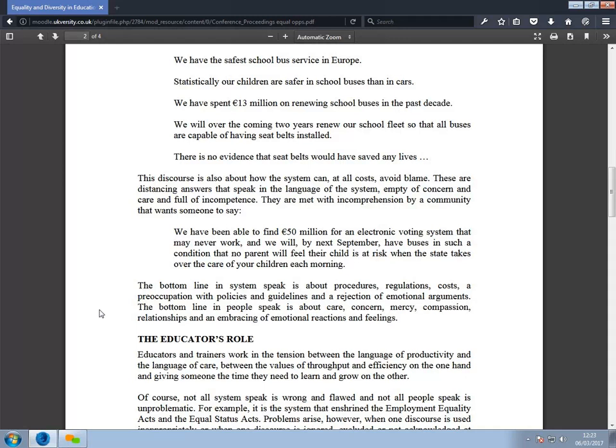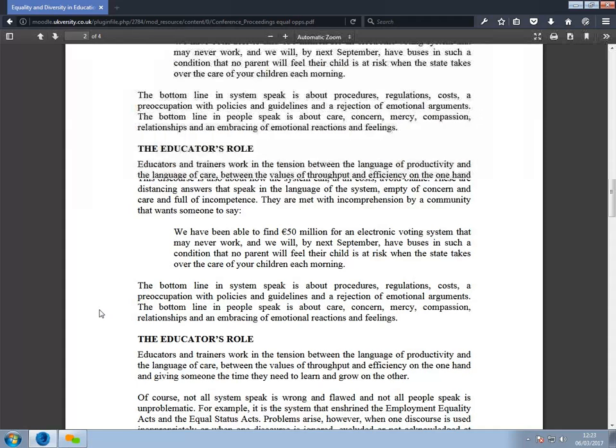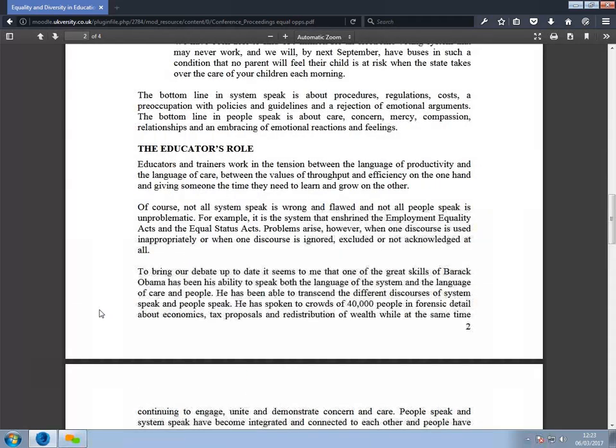So the educator's and the trainer's work lies in the tension between the language of productivity and the language of care, the views of throughput and efficiency on the one hand, and giving someone the time they need to learn and grow on the other. Of course, not all system speak is wrong and flawed, but not all people speak is unproblematic. This is what I said to you right at the beginning. There's a big difference between putting policies, procedures and laws in place and what's actually happening on the ground. And that's why it's a particularly difficult subject.